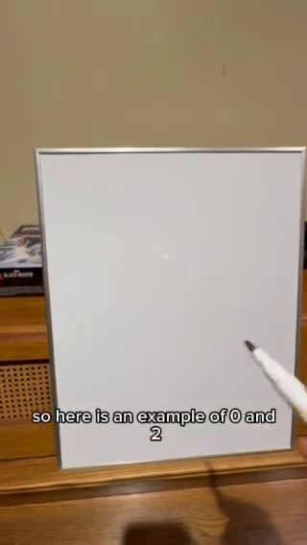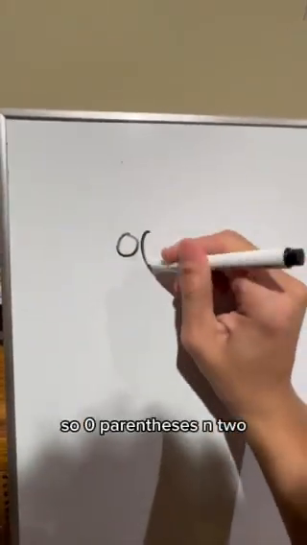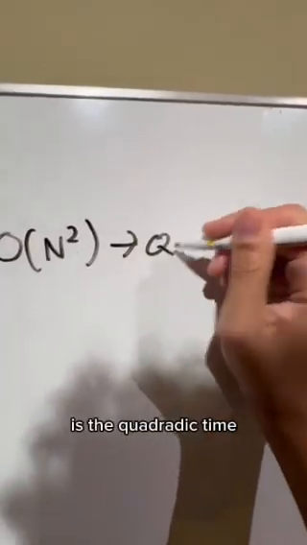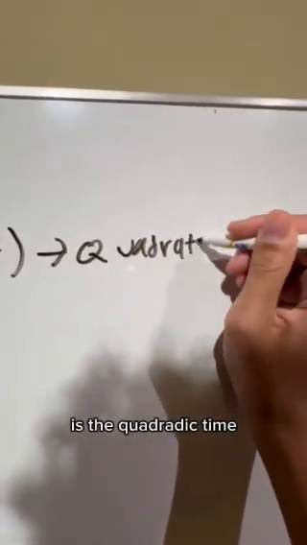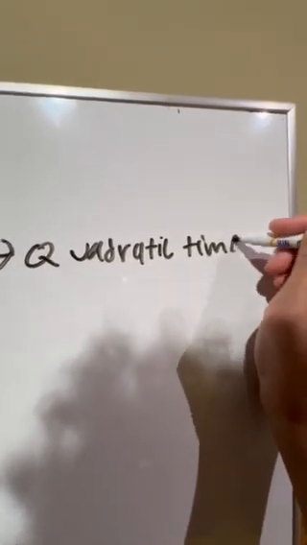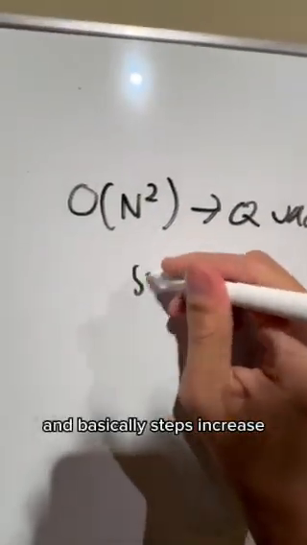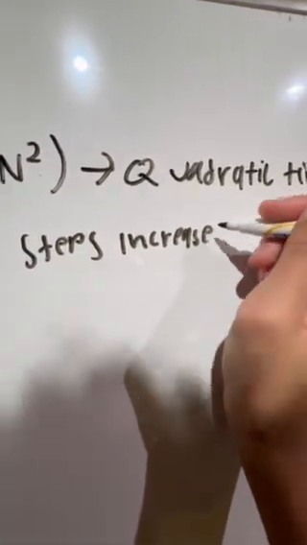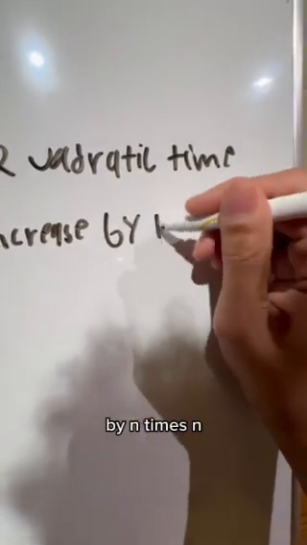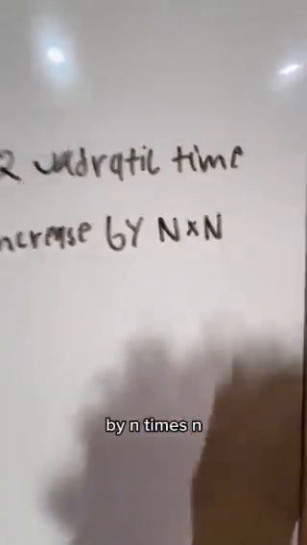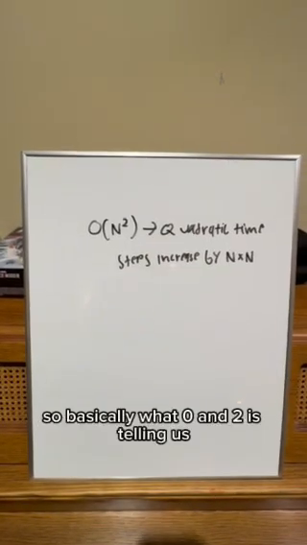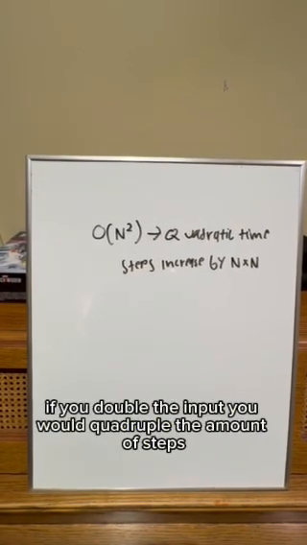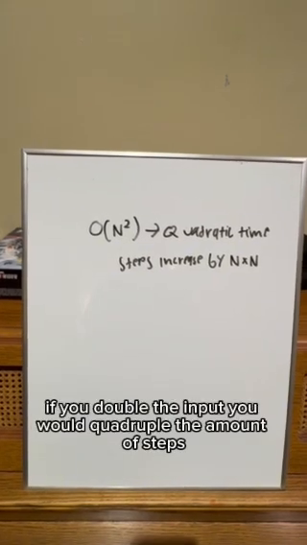So here's an example of O(n^2). O(n^2) is quadratic time. And basically, steps increase by n times n. So basically what O(n^2) is telling us is that it takes the input squared to finish the task. If you double the input, you would quadruple the amount of steps.